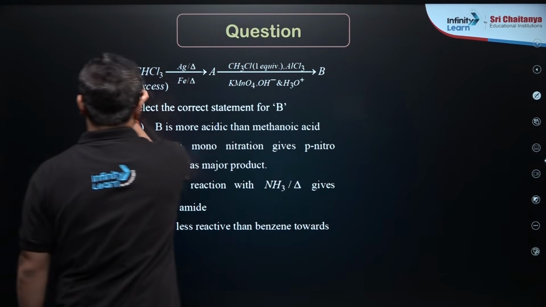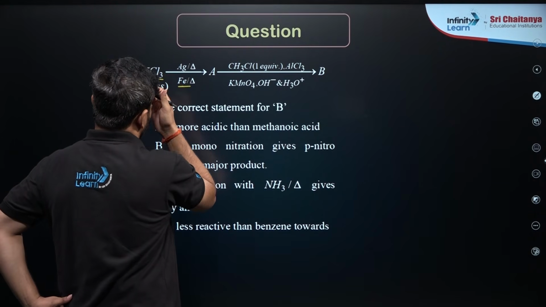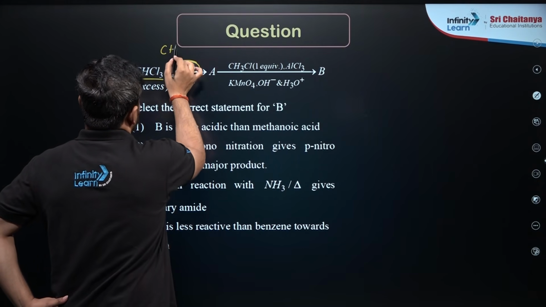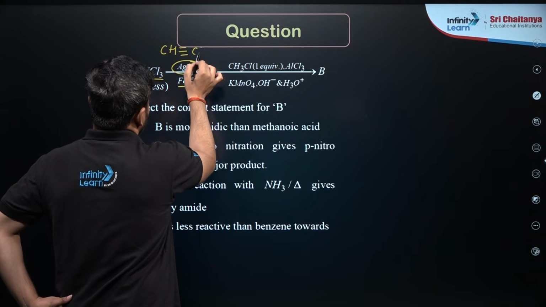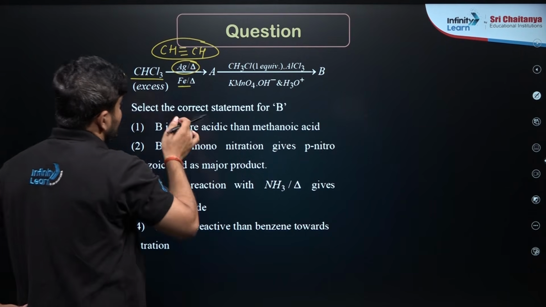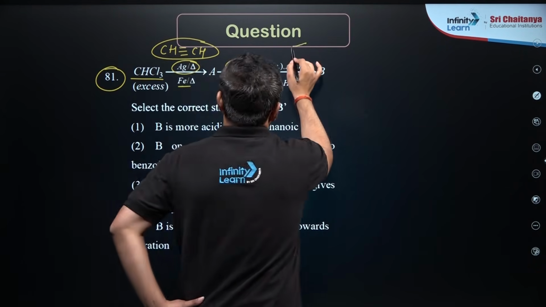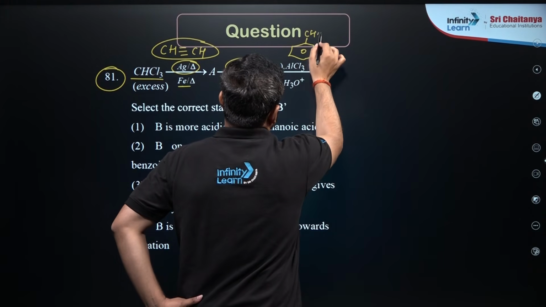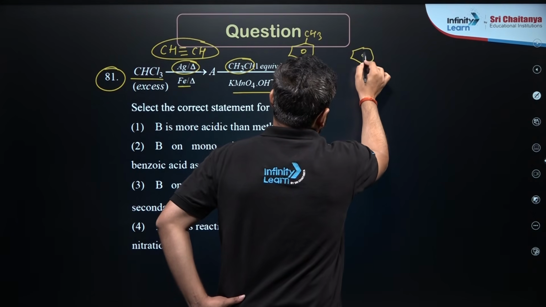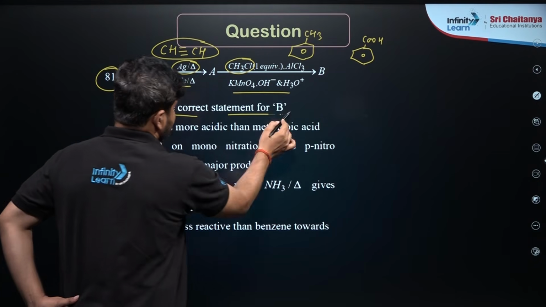Okay, for question number 81, what we need to do here? CaC2 is given, H2O and Fe are given. If it reacts with H2O, it is going to convert to CH triple bond CH only. After cyclic trimerization, it is going to convert to benzene. After that, when benzene reacts with CH3Cl, it converts to toluene, and toluene with KMnO4 basically converts to benzoic acid, COOH.